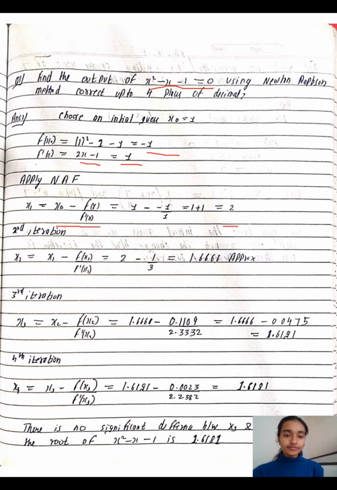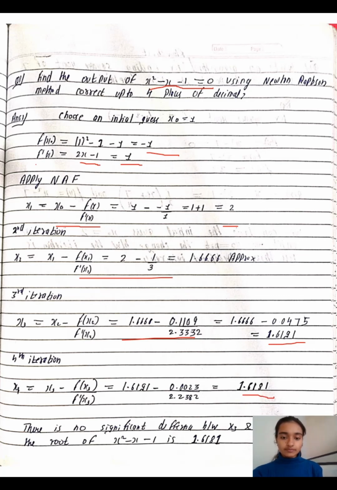In the second iteration we put the value of x1 and solve this equation, so we get approximately 1.1666. Now the third iteration, we solve for x3: we put the value of x2 in this and solve, and we get the answer 1.6191. And our fourth iteration is x4 is equals to x3 minus f of x3 by f dash x3. Here we put the value of x3 and we get 1.6181.